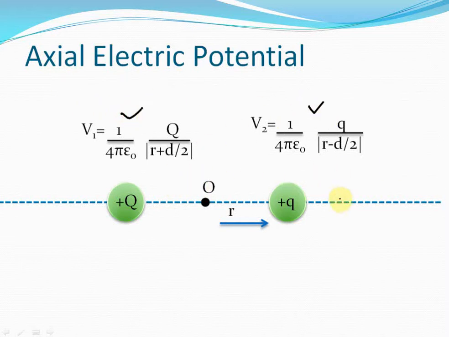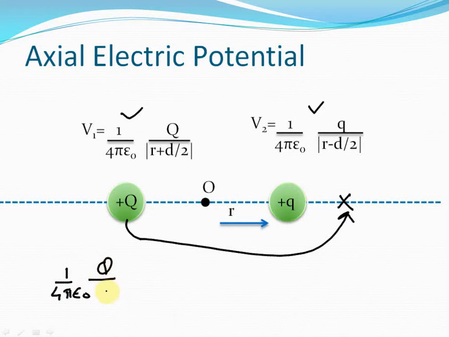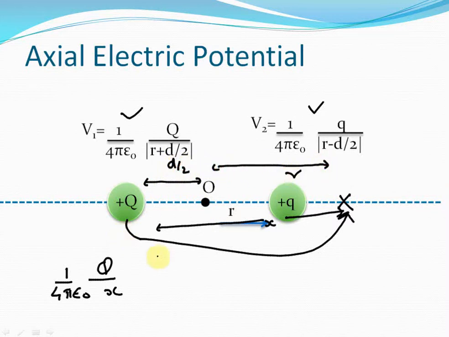Consider a point here. What will be the potential because of charge plus q at this particular point? It will clearly be 1 by 4 pi epsilon naught into q by x, where this distance here is x, isn't it? And what is x equal to? Clearly x is equal to this distance, which is d by 2, and this distance, which is r. So x is r plus d by 2.